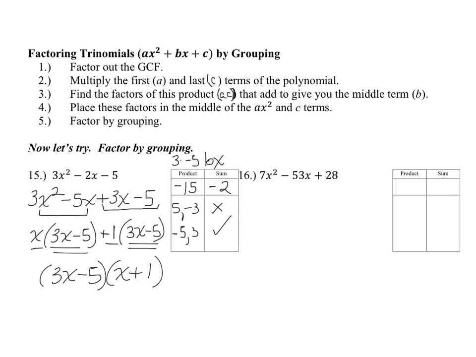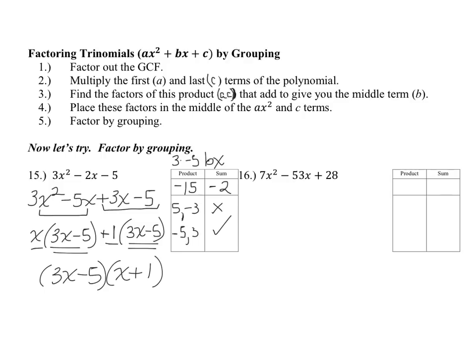And just a quick reminder, you can double check that you did it correctly by doing FOIL. 3x times x is 3x squared. 3x times 1 is 3x, which is what I have there. And then negative 5 times x is negative 5x, which is what I have here. Those are like terms. Negative 5x plus 3x does give me negative 2x. And then the last term, negative 5 times 1, does give me negative 5. It's just another option for figuring it out.